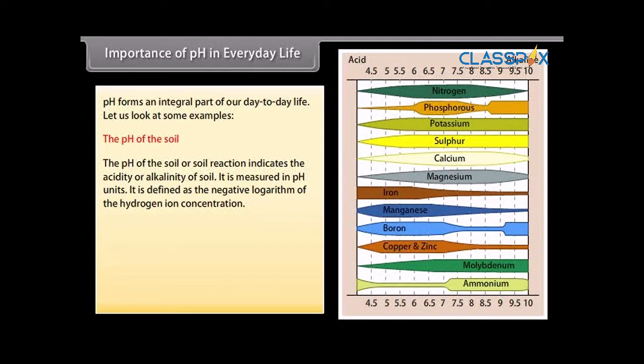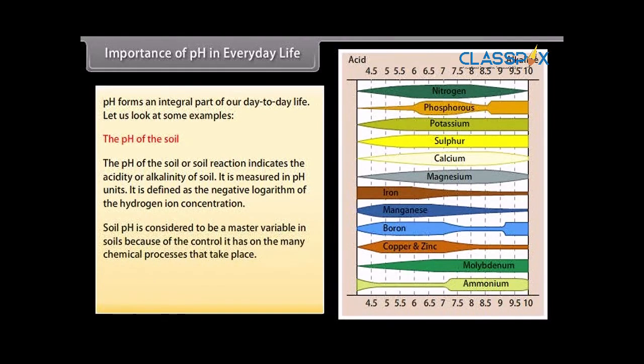With the increase in the amount of hydrogen ions in the soil, the soil becomes more acidic and its pH value decreases. Soil pH is considered to be a master variable in soils because of the control it has on the many chemical processes that take place. It specifically affects plant nutrient availability by controlling the chemical forms of the nutrient.